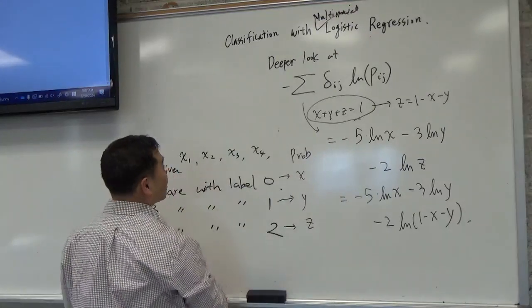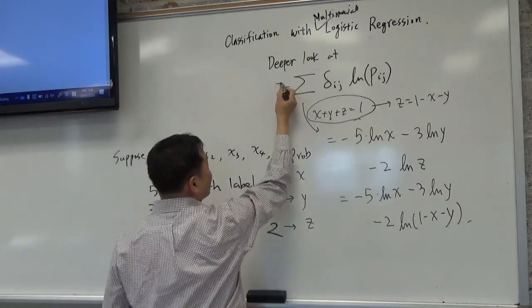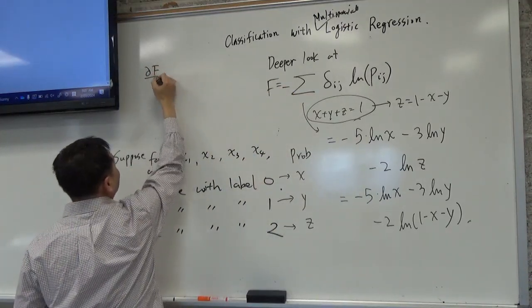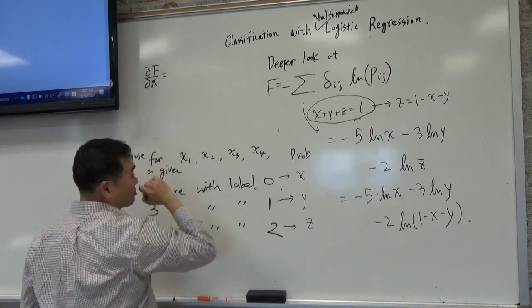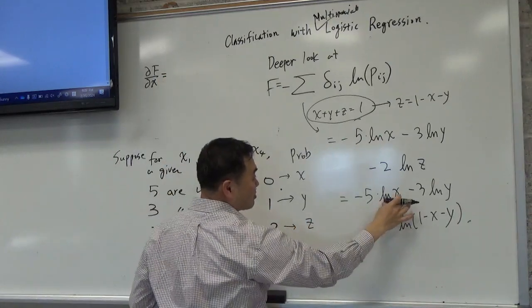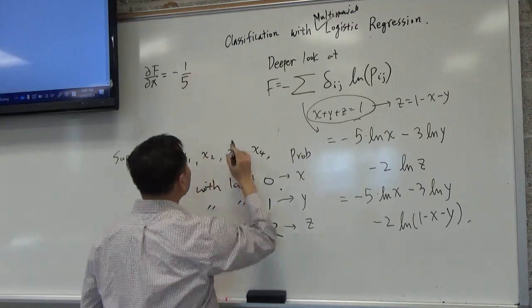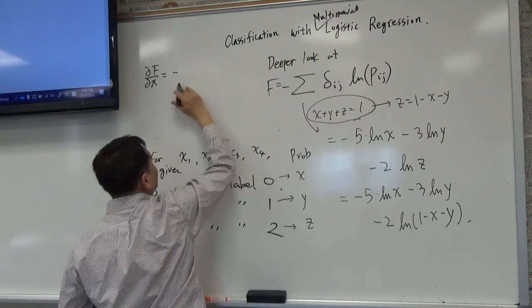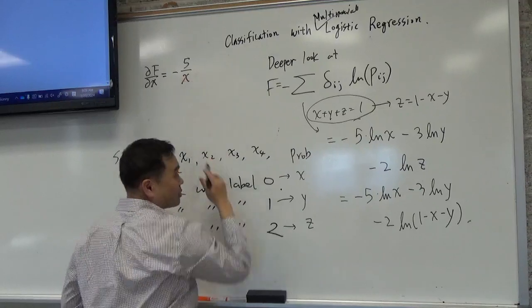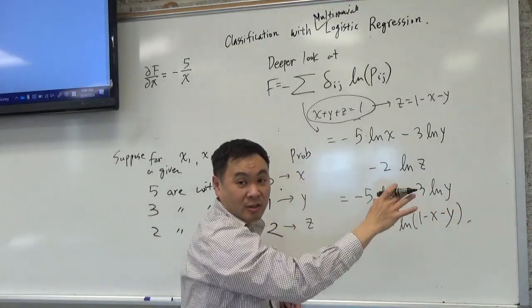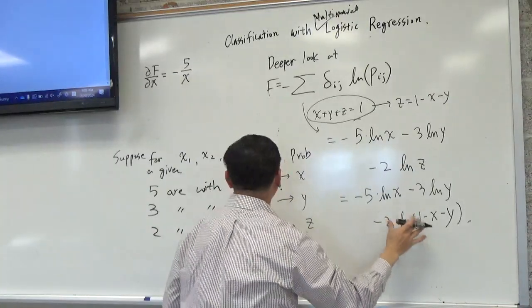Okay. So let's see. Just continue. Let's call this objective function f. What is f differentiated by x? Partial derivative. Well, ln of x differentiates to 1 over x. No, 5 times 1 over x, right? Because it's a partial derivative, this goes to 0, right? Okay. What about this one?